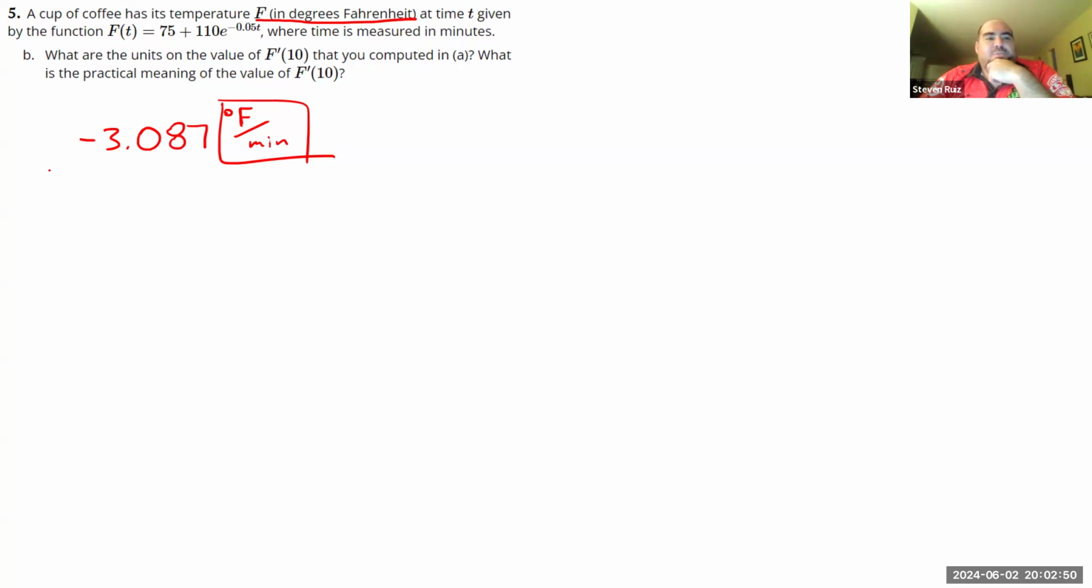But we can even be a little more specific and do better than that. We have a negative number. So what does that mean about the cup of coffee? Well, it means it's actually cooling down. So at time equals 10 minutes, this cup of coffee is cooling down at the instantaneous rate of 3.087 degrees Fahrenheit per minute.